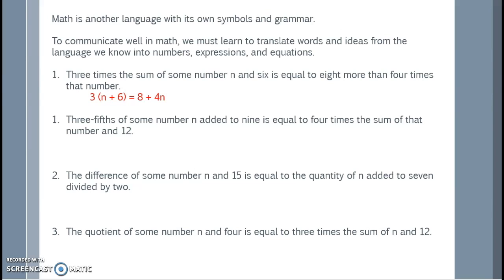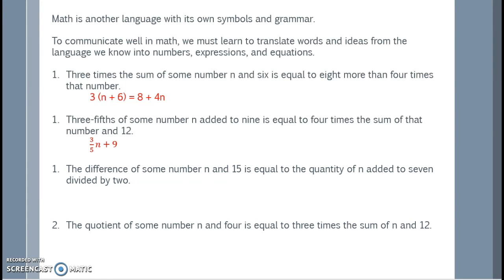3/5 of some number n added to 9 is equal to 4 times the sum of that number and 12. So we'll start again on the left-hand side of the is equal to portion. 3/5 of some number n, we're not quite sure what it is, added to 9. So 3/5 n plus 9 is equal to 4 times the sum of that number and 12. So this goes back to the first problem. We want 4 times a certain sum, and that sum is a number and 12. So I want to take 4 times n plus 12.